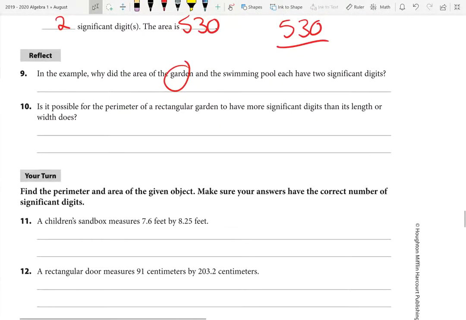That's why. Is it possible for the perimeter of a rectangle garden to have more significant digits than its length or width does? That's a good question. Yes, actually. For example, if the width was 13 feet and the length was 501 feet, the perimeter would be 1,028 feet, and 1,028 has 4 significant digits. So yes, that is possible.